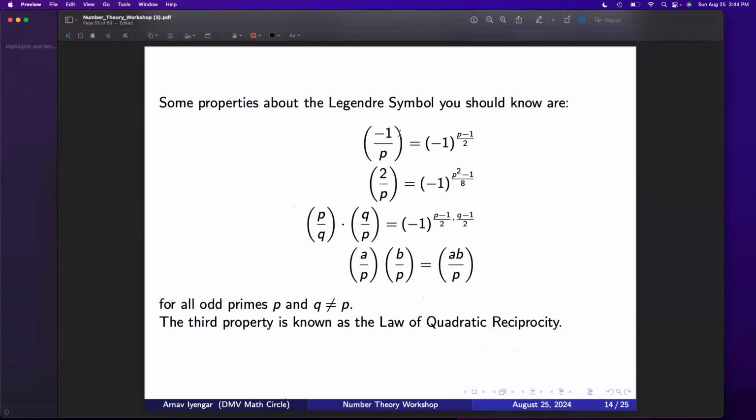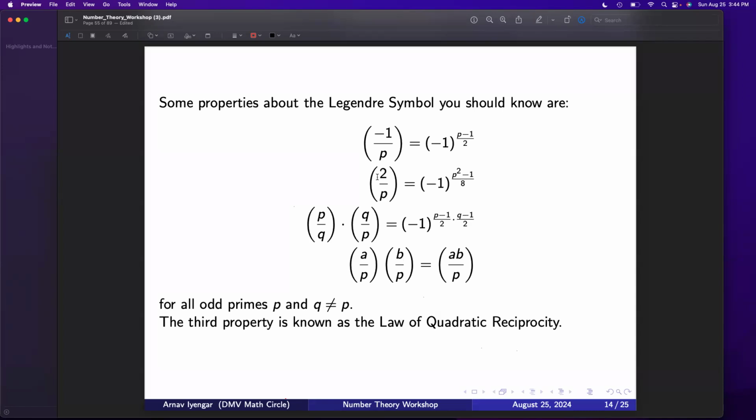Now the one about 2. This one is difficult to prove, but it's usable in contests. So this is equivalent to saying 2 is a quadratic residue if p is either 1 or 7 mod 8, but it's not a quadratic residue if p is 3 or 5 mod 8.